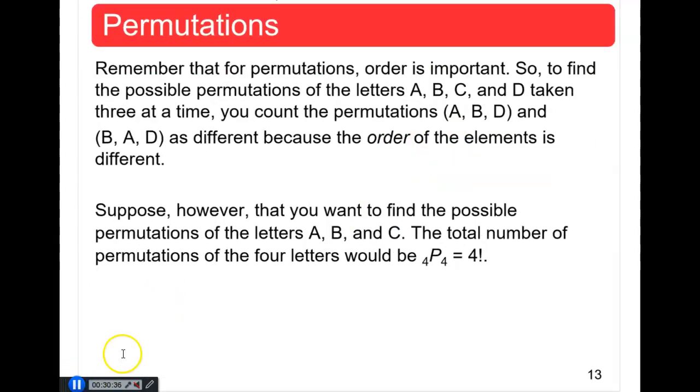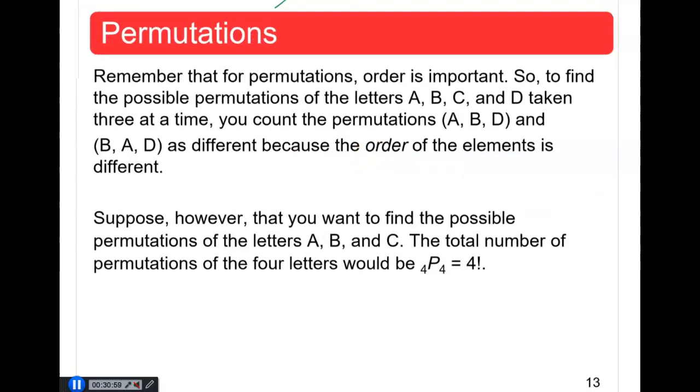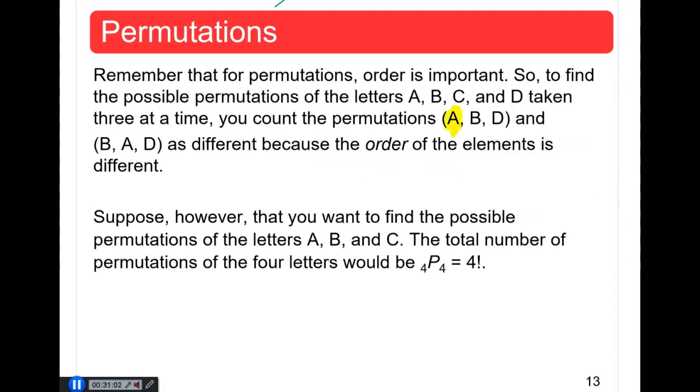Remember that for permutations, the order is important. So to find the possible permutations of the letters A, B, C, and D, taken 3 at a time, you count the permutations of ABD and BAD as different because the order of the elements is different. I did explain this a few slides back. A here is in the first position, and the other permutation is giving us A in the second position. So those two are considered different.